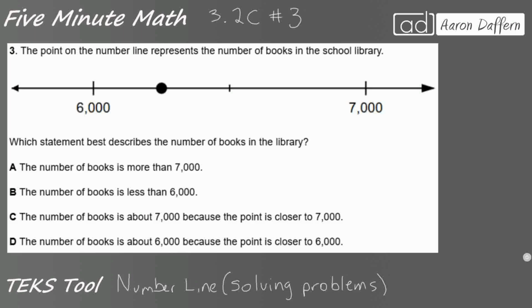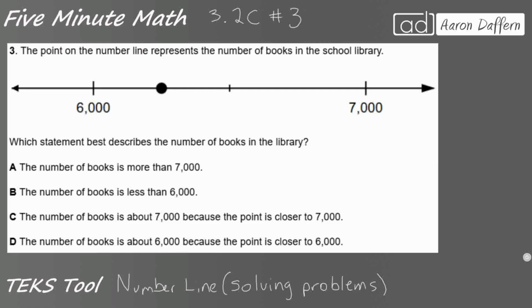Today we are looking at the TEKS tool number line. We are working on solving problems, and we have a problem related to TEKS 3.2c that we will solve in 5 minutes or less. If you haven't done so already, please go ahead and take a moment to pause the video, work this problem out on your own, unpause it, and we will look at our answers together.